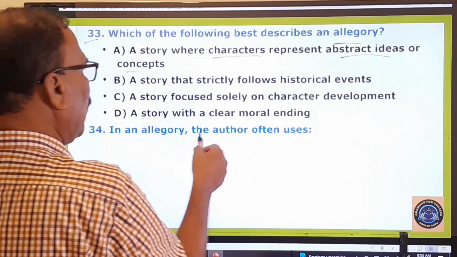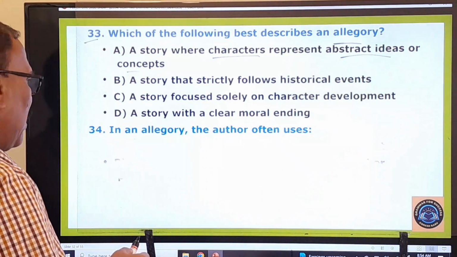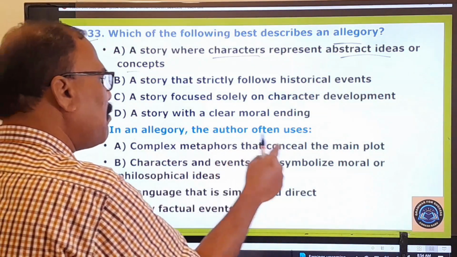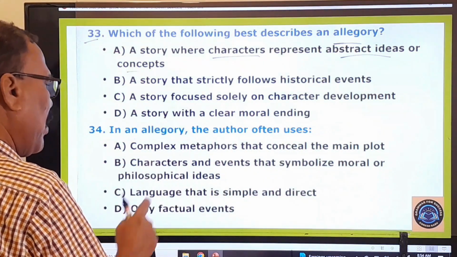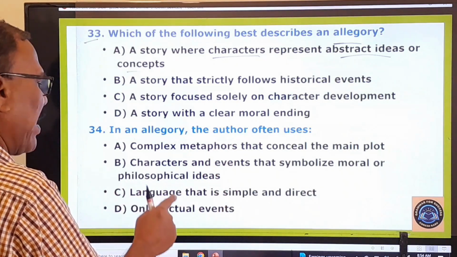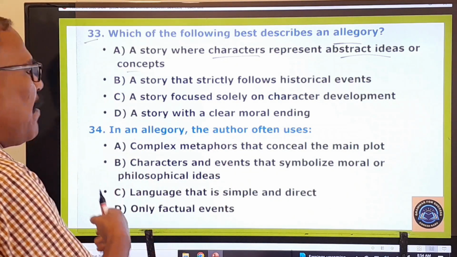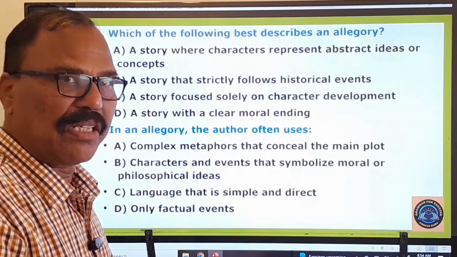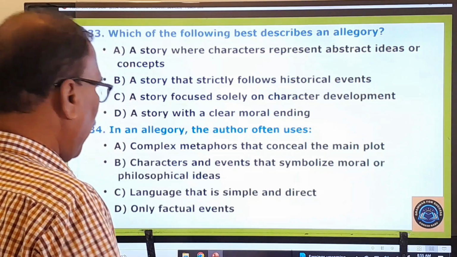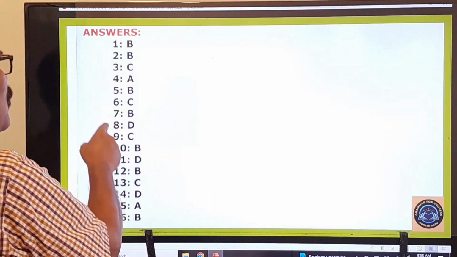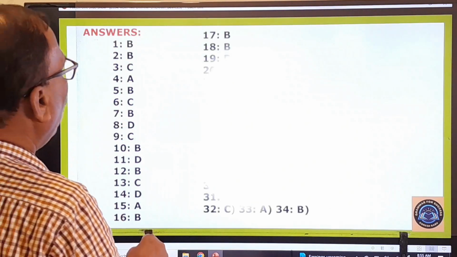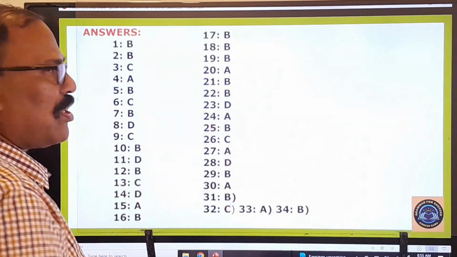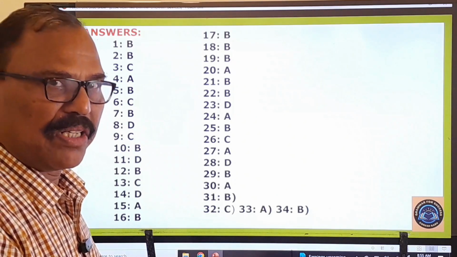In an allegory, the author often uses what? Complex metaphors that conceal the main plot. Characters and events that symbolize moral or philosophical ideas. Language that is simple and direct. Only factual events. So with this, this small exercise will come to an end. Now I'll give you the answers for all these questions. Answers are given here for questions 1 to 16 and also for questions 17 to 34. Just check all these answers with your answers.